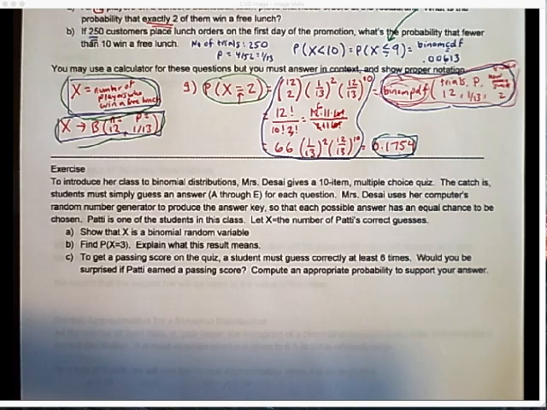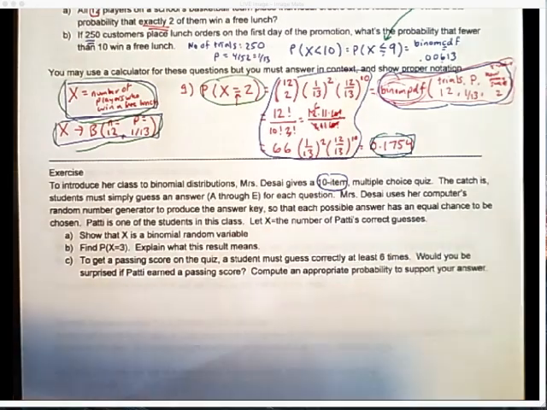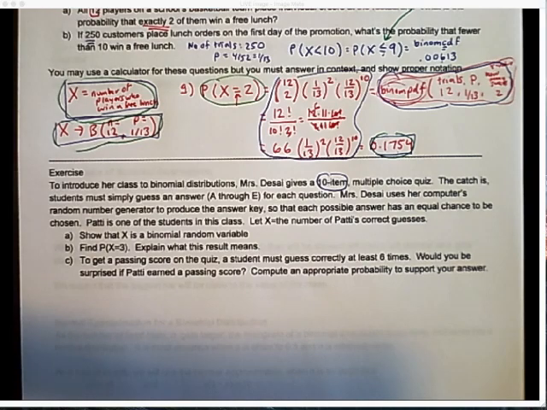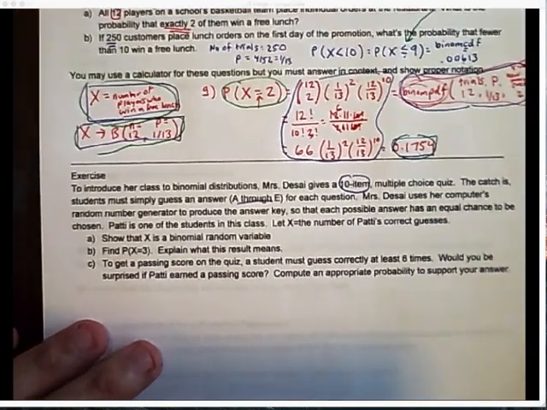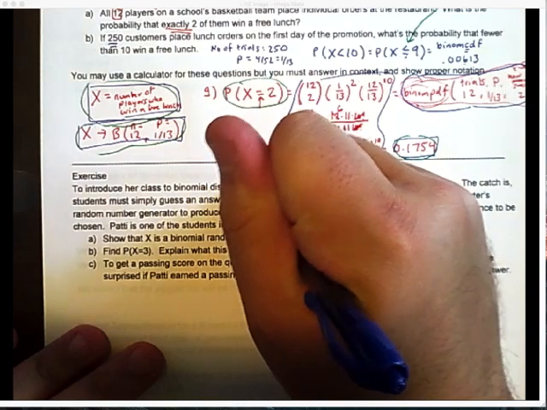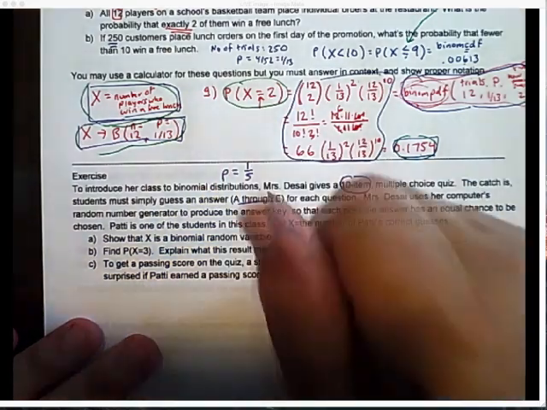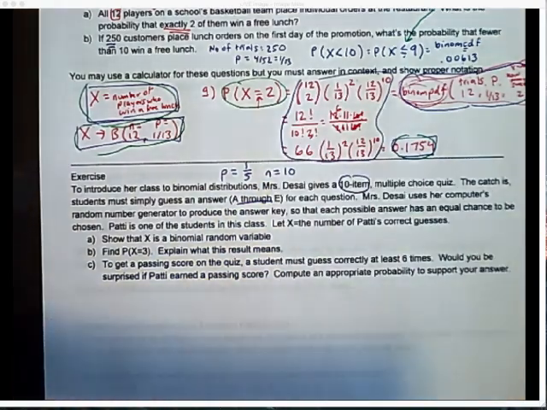So this exercise: to introduce your class to binomial distributions, Ms. Desai gives a 10-item, so there's a fixed number of questions, multiple choice quiz. The catch is students must simply guess an answer, A through E. So there's 5 answer choices. So the probability, if you're just guessing, that you get it right would be 1/5. So p equals 1/5, and the number of questions on the test is 10.